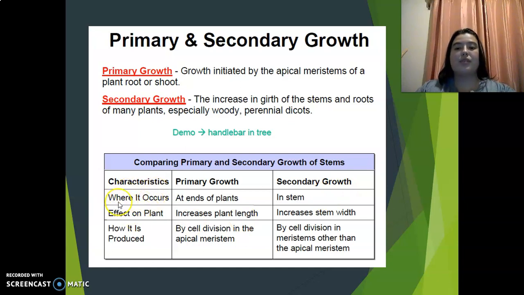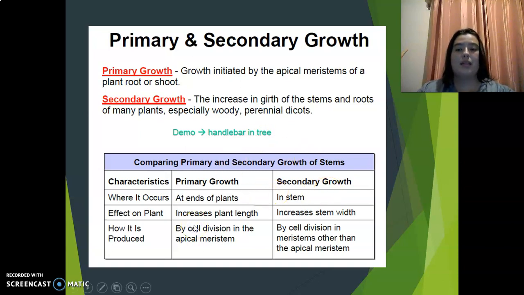Okay, so we have characteristics, primary growth and secondary growth. In characteristic, the first one is where it occurs, okay? Primary growth occurs at the ends of the plants, and secondary growth in the stem, okay? And the effect on plants: the growth of stem in primary growth increases plant length, and secondary growth increases stem width. And how is it produced? Okay, so primary growth by cell division in the apical meristem, and secondary growth by cell division in meristems other than apical meristems. Okay, so this is the comparison of primary and secondary growth of stems of the plants.